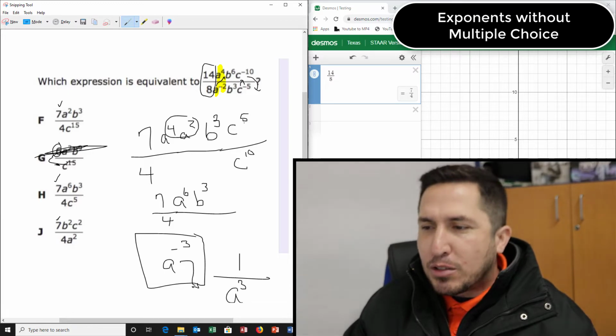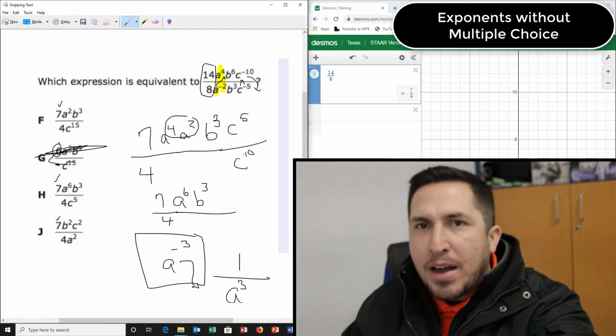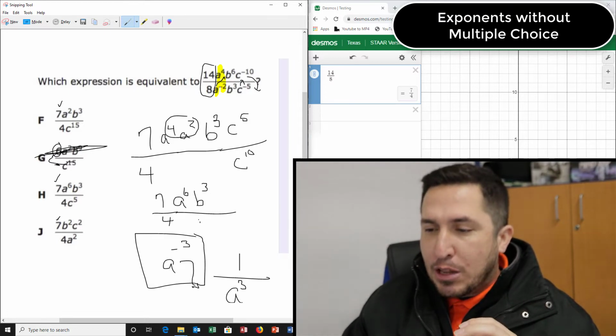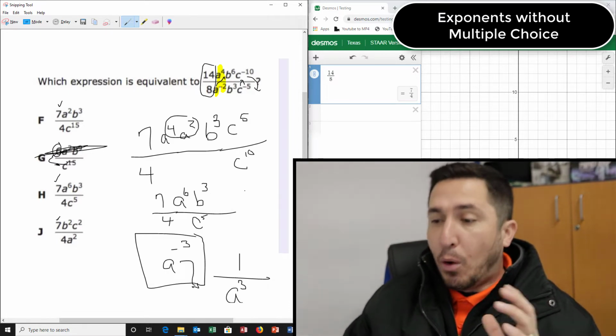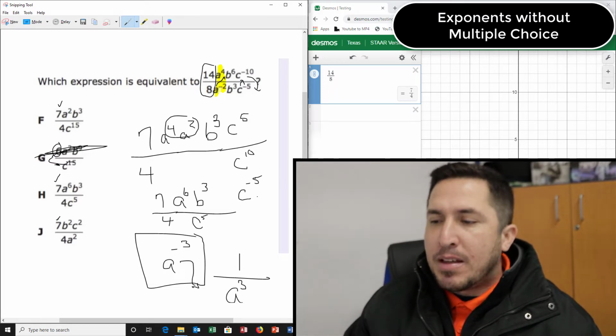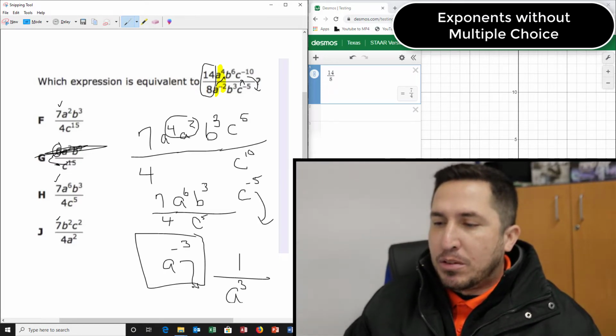Well, I'm going to subtract those. I'm going to go 5 on top, subtract the 10 at the bottom. That means that there's going to be 5 C's left at the bottom. So you can either write it like this, C to the 5, or you can write it like this, C to the negative 5 on the top after you subtract them, and then just throw him to the bottom, and that's what you're going to end up with.